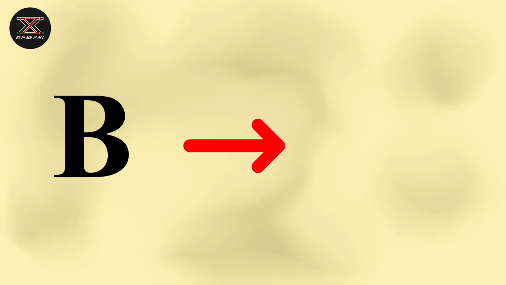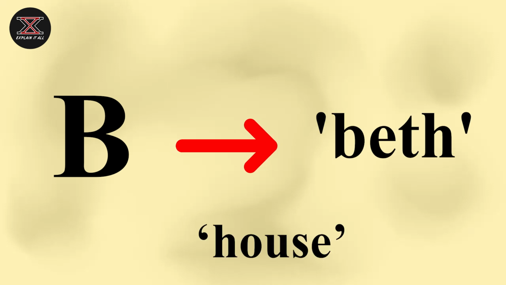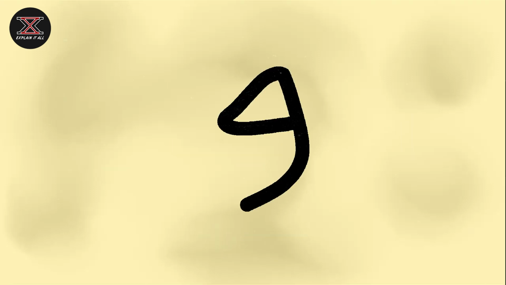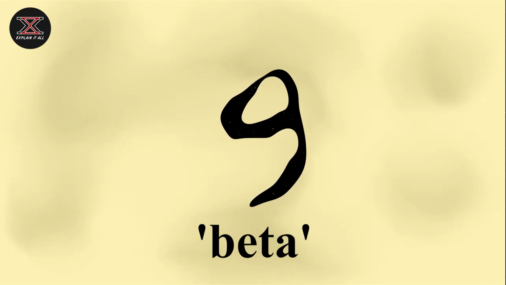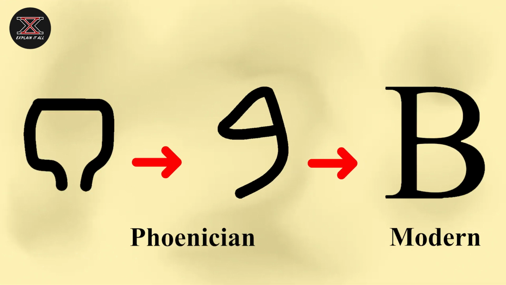B originates from the Phoenician Beth, meaning house. The Greeks adapted this symbol into Beta, and it was subsequently adopted by the Romans into the Latin alphabet as B. This letter has consistently symbolized the concept of a dwelling or enclosure throughout its evolution.